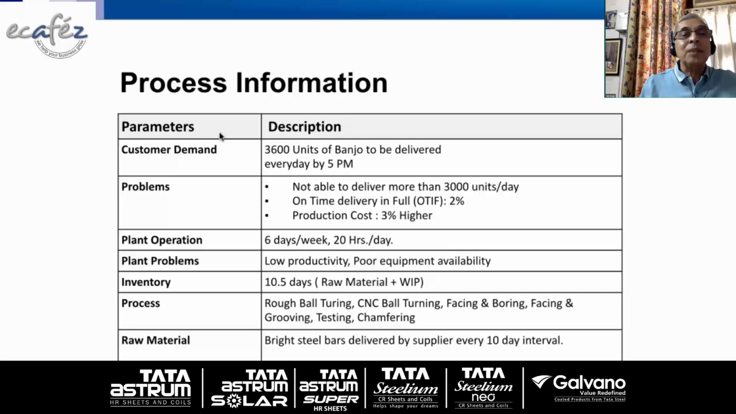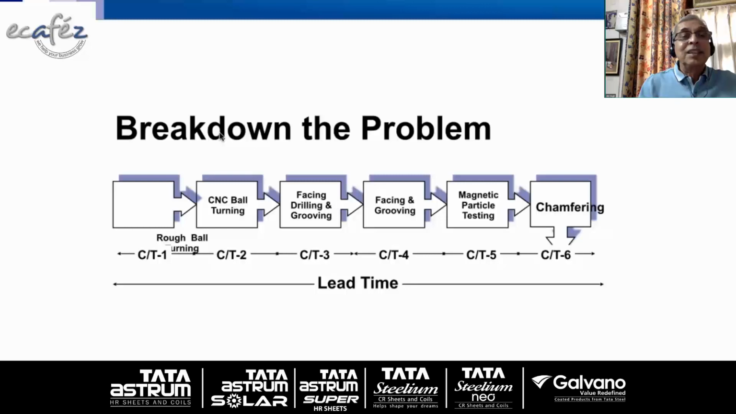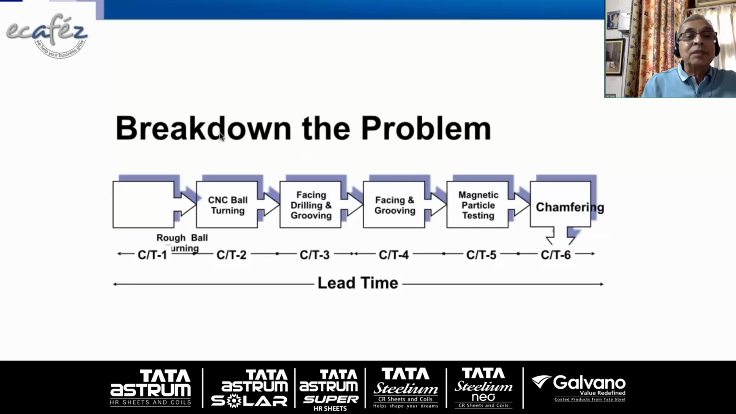Process information, customer demand, the problems, plant operation, plant problems, inventory, process, and raw material were all discussed by all the team members and documented so that everybody comes to the same level of understanding. So the process information was collected and shared by the people. Then it was broken down into different steps. The first one was rough ball turning, CNC ball turning. So 6 steps were involved, and the cycle time was the critical thing.